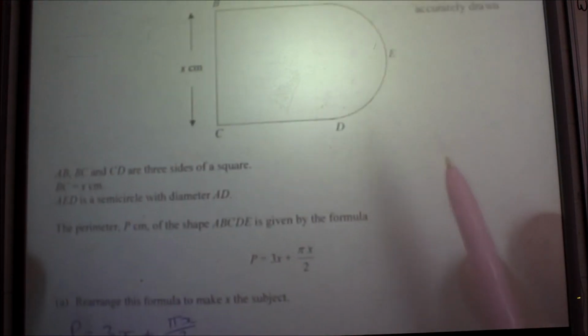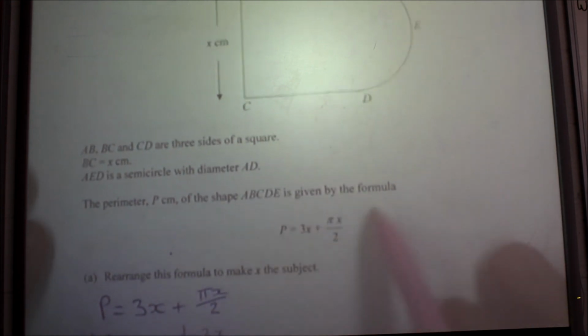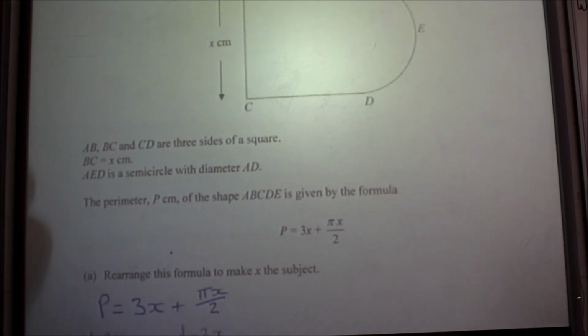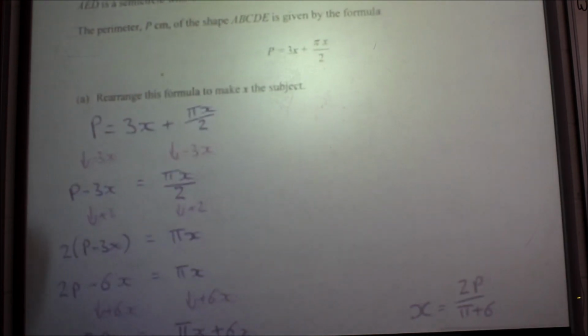Question 32. Here's a shape a, b, c, d, e. This is the last lot here. Rearrange this formula to make x the subject. We'll go back and worry about it in a minute, but that's what it's asked us to do first.